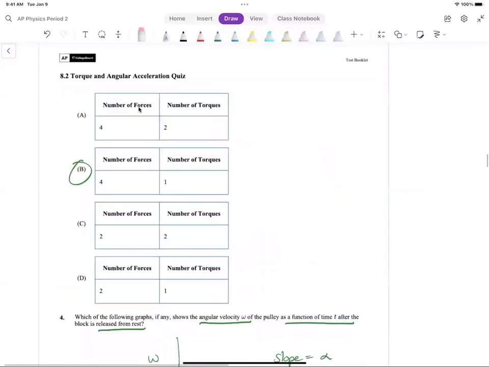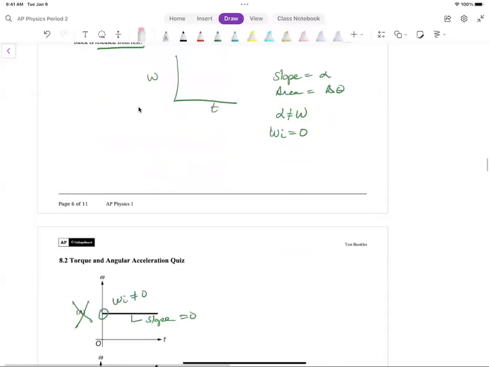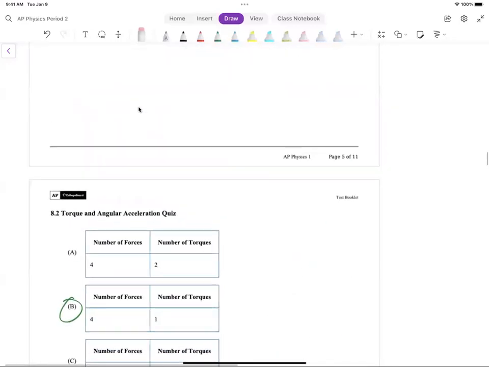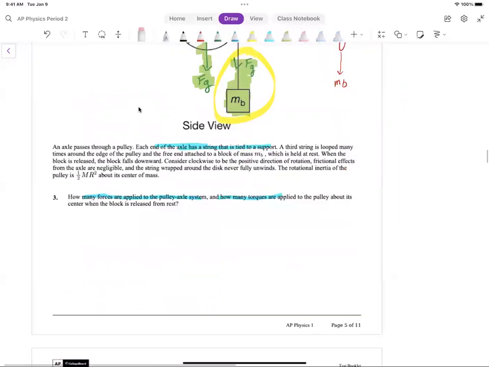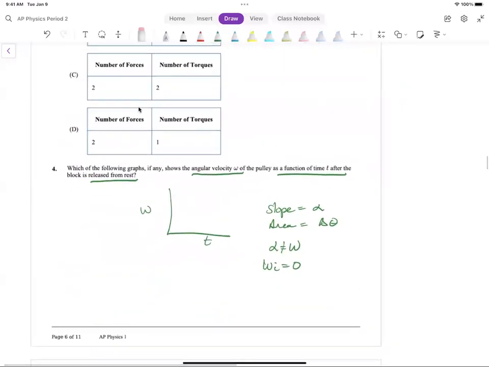Okay. All right, next. Which of the following graphs, if any, shows the angular velocity omega of a pulley as a function of time after the block is released? Oh, I think this is related to the same question. So we started from rest. This we know for a fact. Released from rest, we know that it's going to accelerate, so acceleration cannot be equal to 0.